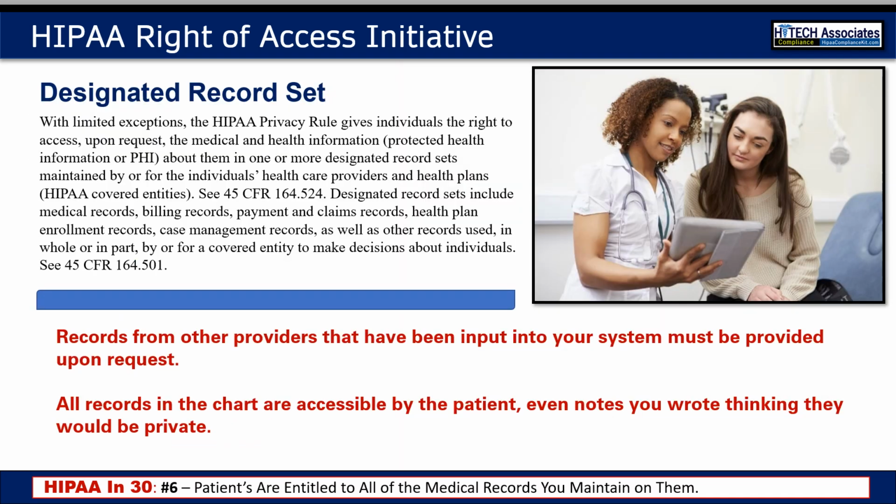The access guidance clearly states that the patient has the right to the entire designated record set. That means that all of the records in your EHR and maybe even paper records that haven't been scanned in are available to the patient. That includes other physician records if you have them in your system, or even hospital records. You do not have to go out and obtain new records for the patient, but if you have them in your system, they must be provided upon request.